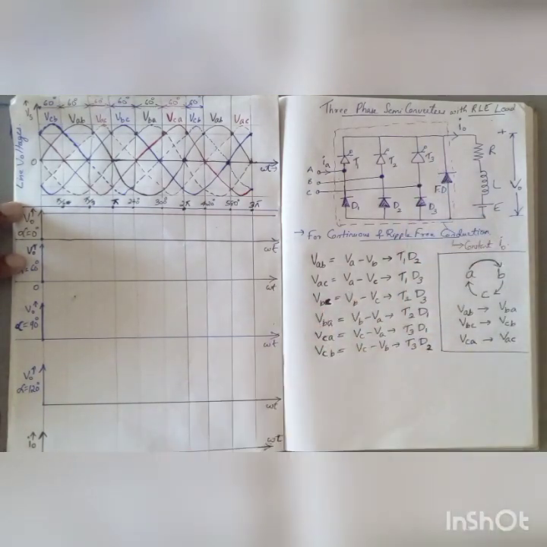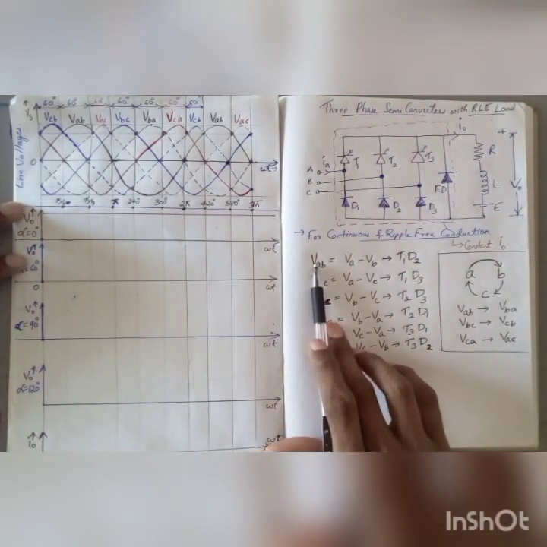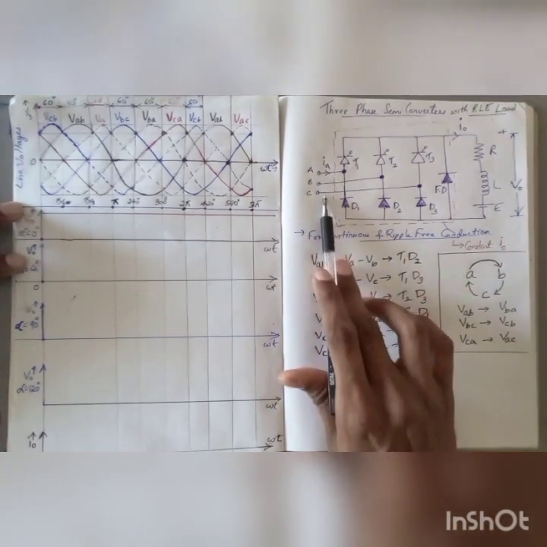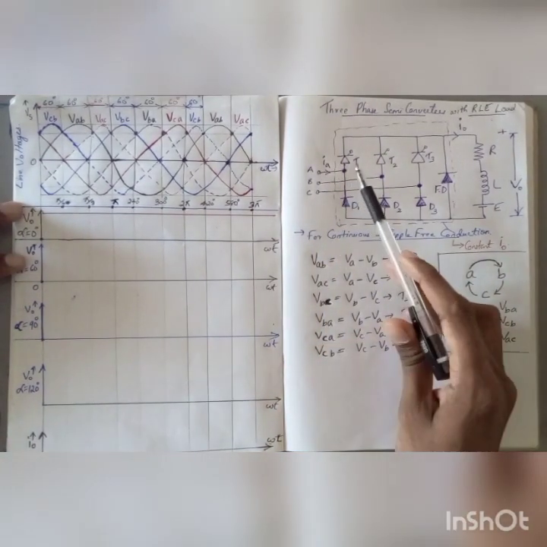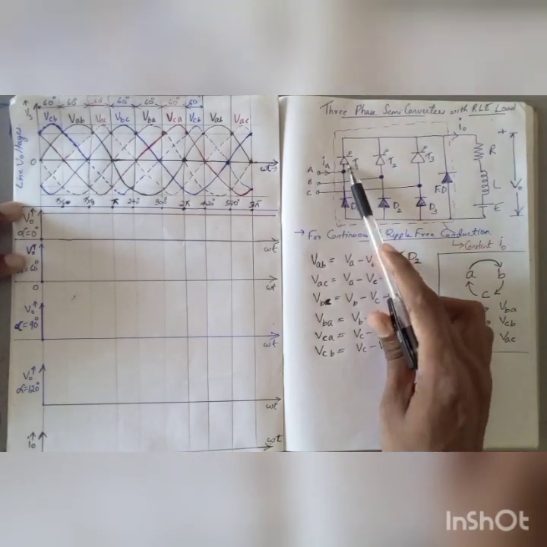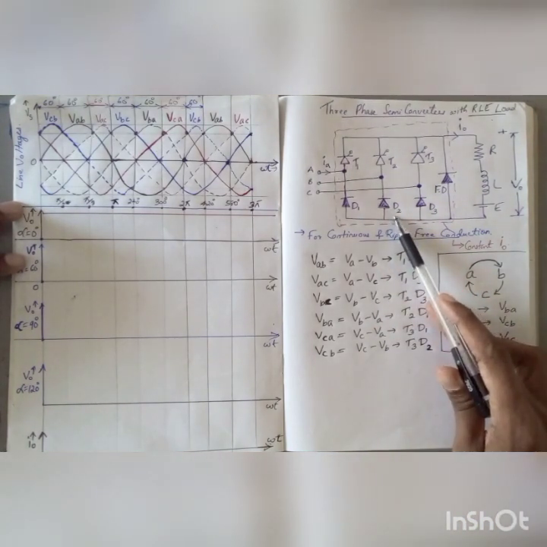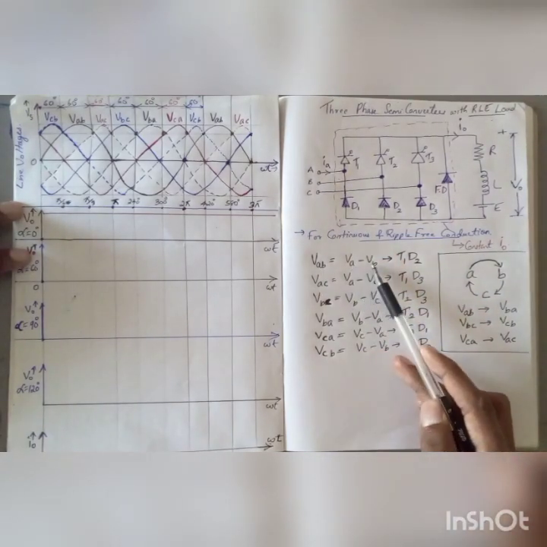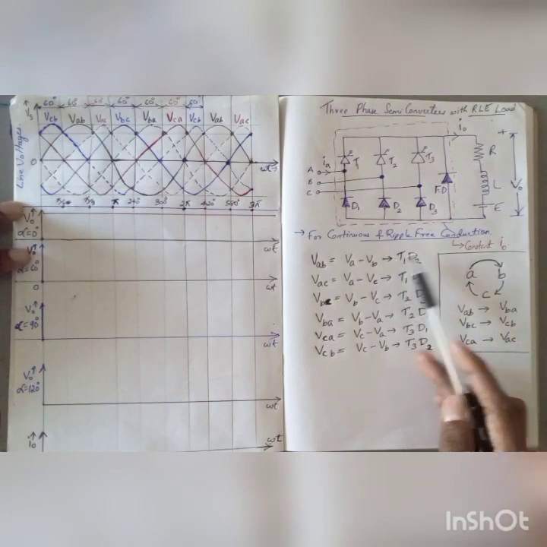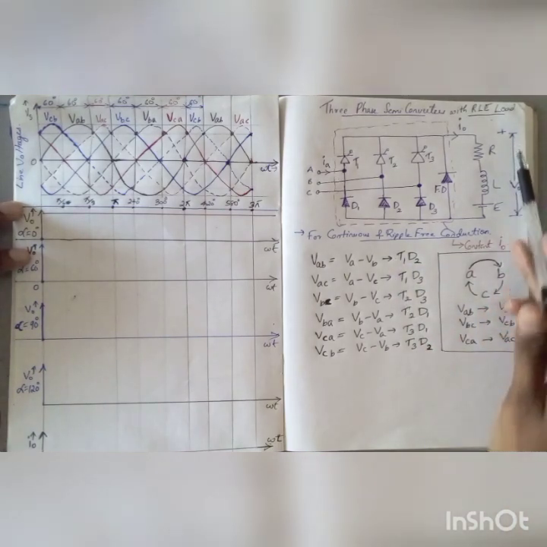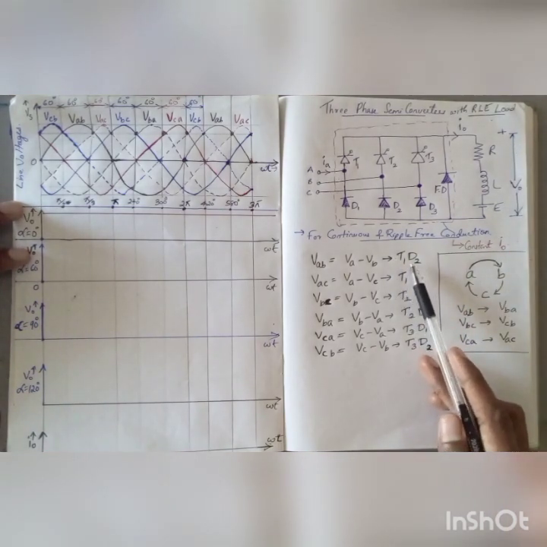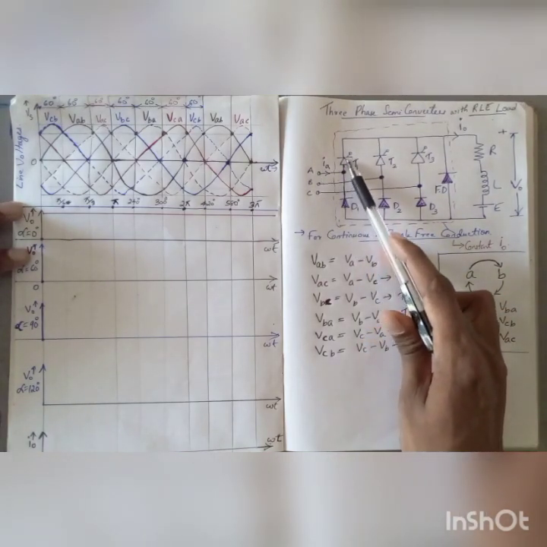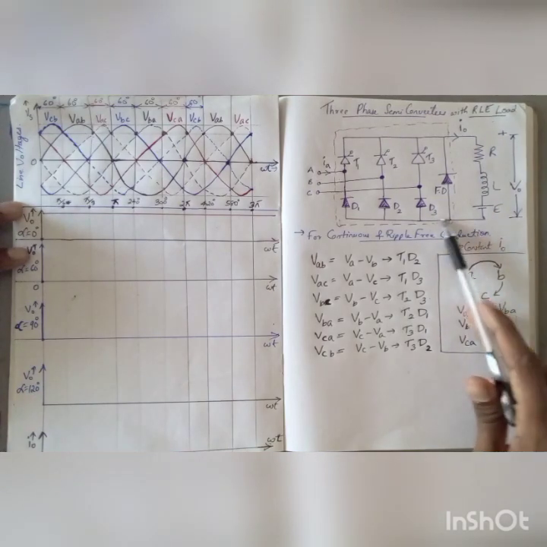In the previous case also we discussed, if we want to get VAB across my load V0, what are the devices connected to VAB? T1 and D2. VAB is equal to VA minus VB. During that time, if V0 is equal to VAB, which devices should conduct? T1 and D2. Only then will VAB come across my load V0.